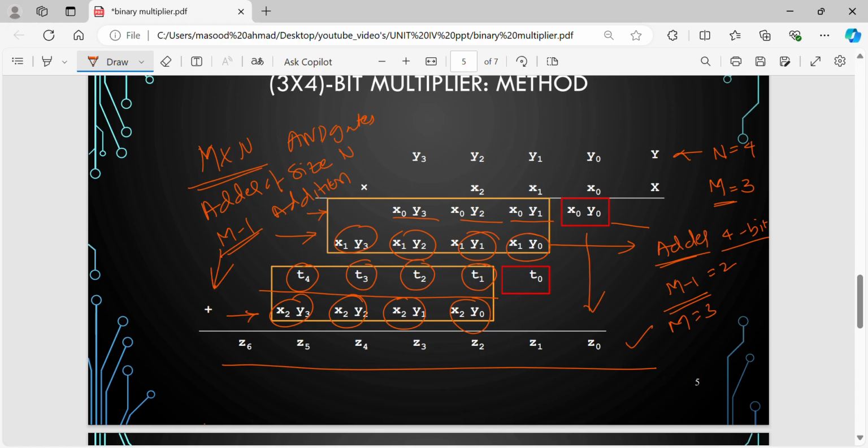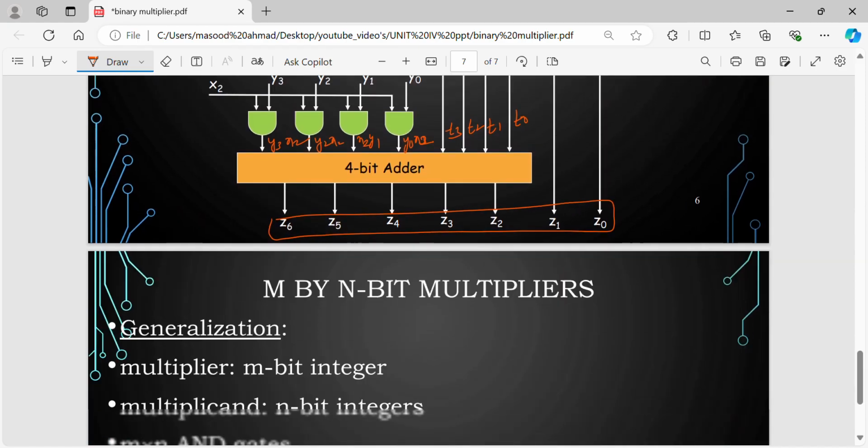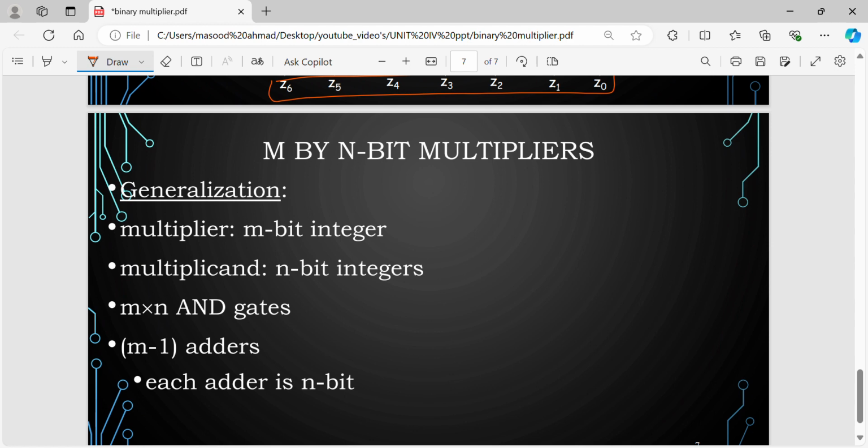So this is what one has to understand about the multiplication process. Each adder is of n bits, we need m minus 1 adders, and we need m by n AND gates. This is what we are understanding about the general multiplication process. That's all. This is about n-bit multipliers.